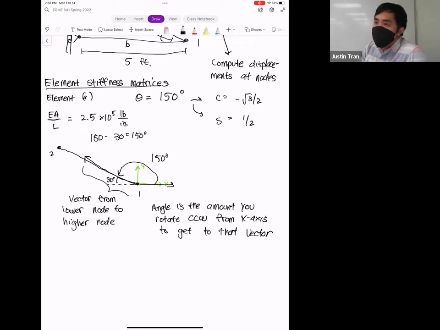Exactly. So if the one was up top, then you would rotate all the way around, so that would be 330 degrees. The reason I have this convention is just to make it consistent.